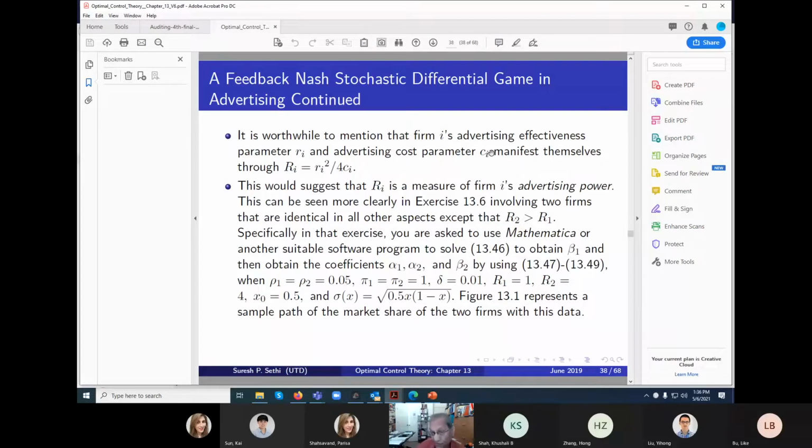But life is not so simple. In life, usually if R1 is high, then C1 will also be high, because you have to pay more to get better people who are better advertisers.